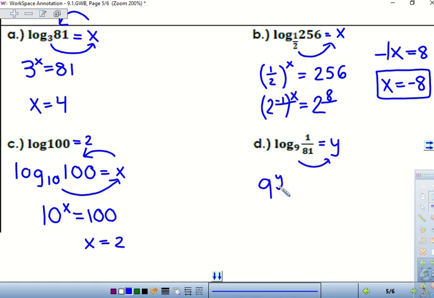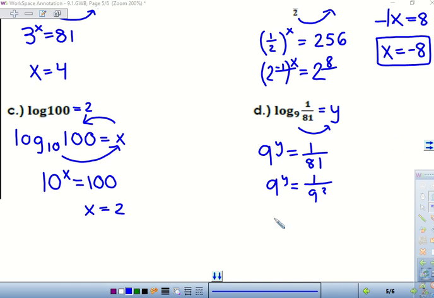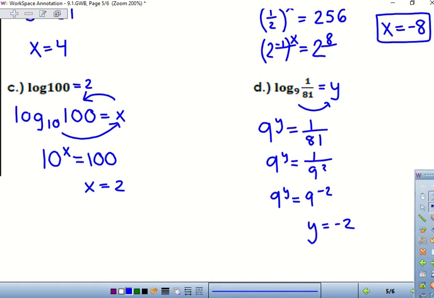I'll just use y to change it up. 9 to the y is equal to 1 over 81. Now, I know that I could rewrite this like this, right? Does everybody agree with that? Now, I want to bring that up. What can I do with it? Make it negative. So y is equal to negative 2. So that's how you can go about doing it.